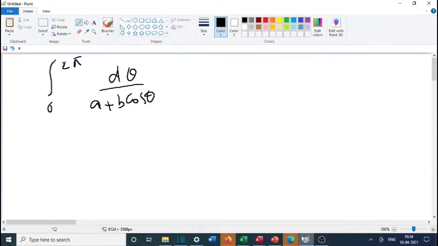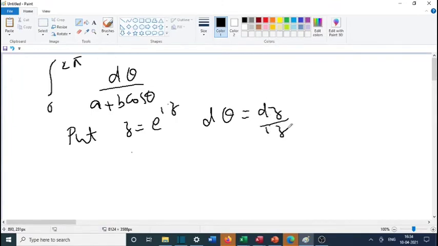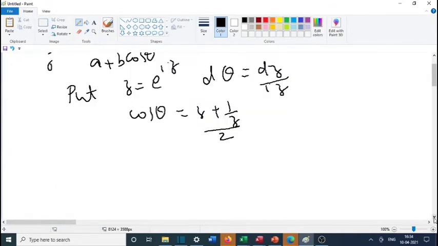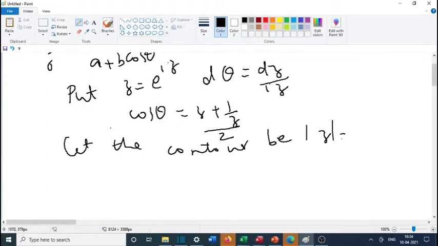Next problem is to evaluate the integral from 0 to 2 pi of d theta by a plus b cos theta. Here also we have to put z equal to e raised to i theta. Then d theta is equal to dz by iz, cos theta equal to z plus 1 by z all divided by 2, and let the contour be mod z equal to 1.